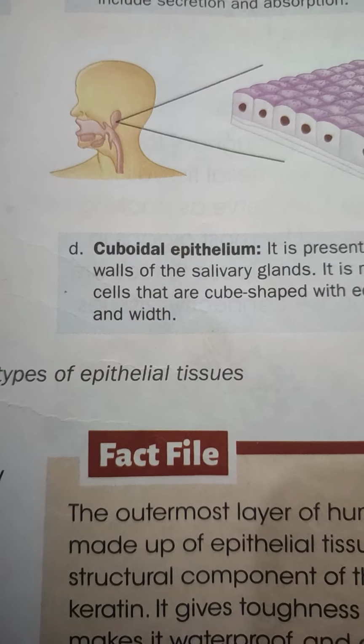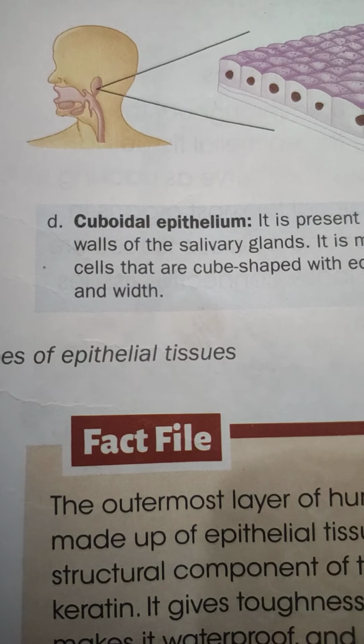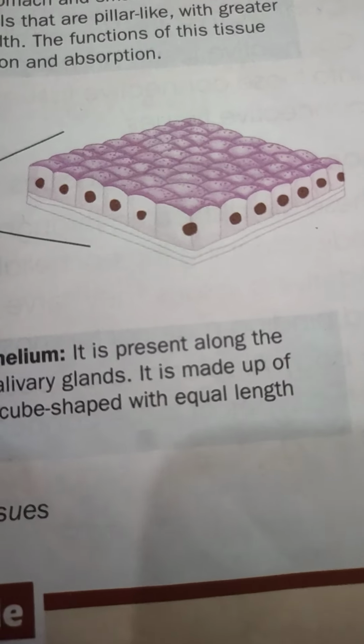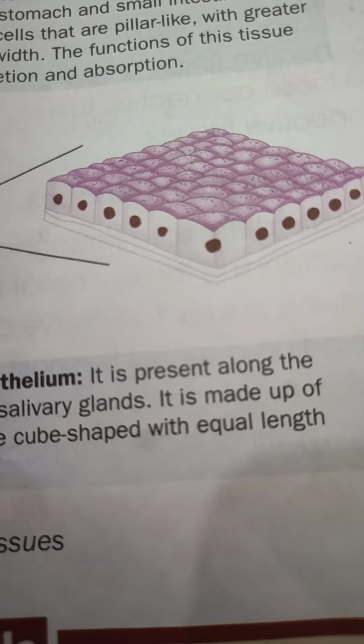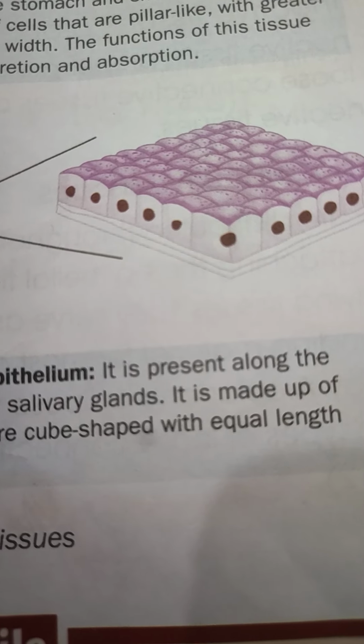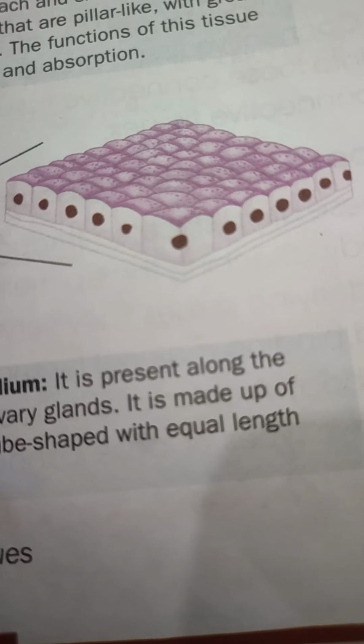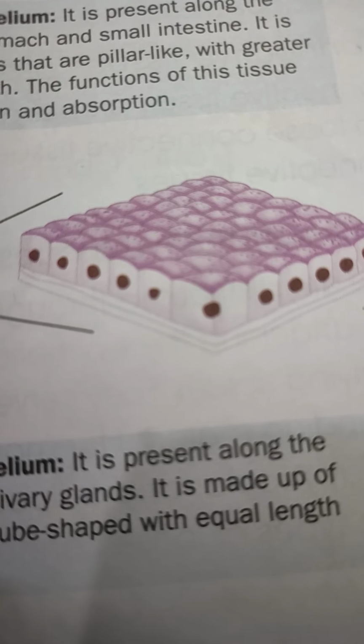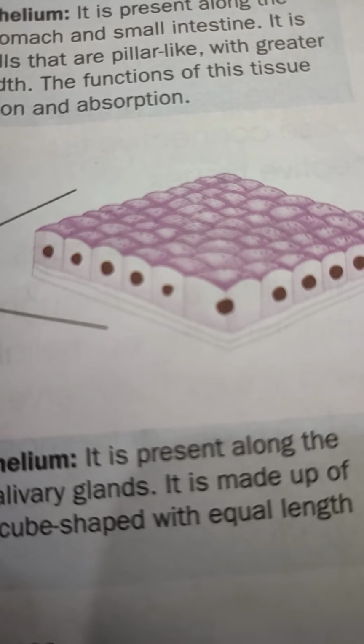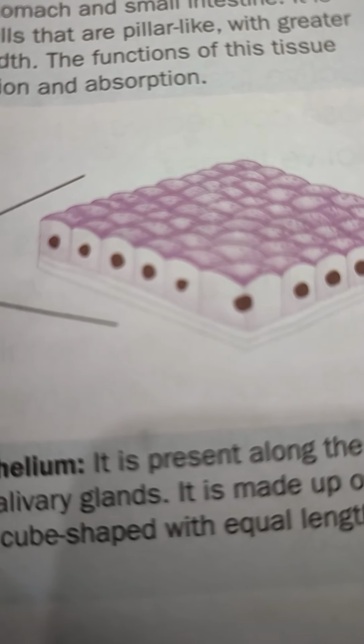Now the last category of the epithelium is cuboidal epithelium. As you see here, these cells are cube-like. It is made up of cuboidal cells, which are more or less square in shape. You can see here that they are of equal height and width.